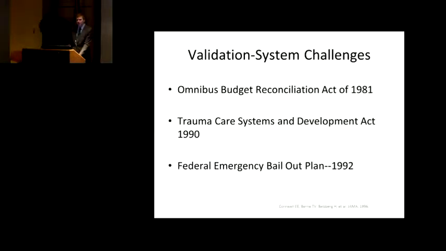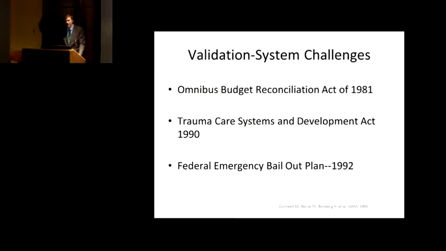This is underscored by some of the legislative efforts. In 1981, the Omnibus Budget Reconciliation Act actually pulled trauma systems funding from the federal government, and many EMS management organizations lost funding and closed in the United States. They tried to re-implement funding for trauma care systems in 1990. However, Congress failed to reauthorize funding in 1995, so the federal government could not maintain an adequate level of funding for trauma systems.